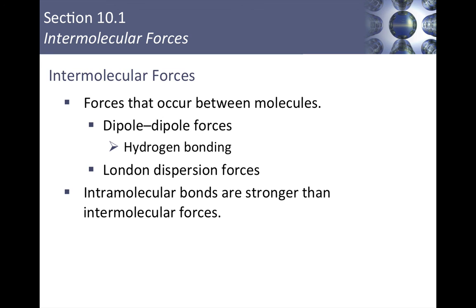Now, we have a couple of different forms that we're going to look at here. We're going to look at dipole-dipole forces, hydrogen bonding, and London dispersion forces. Now, the intramolecular bonds, the covalent and ionic bonds, are going to be much stronger than the attractions that happen between two different molecules. So you want to keep that in mind as we continue to study.